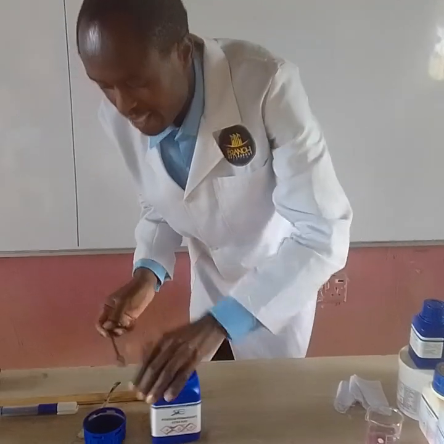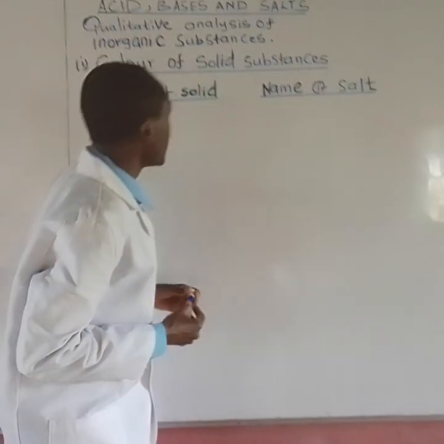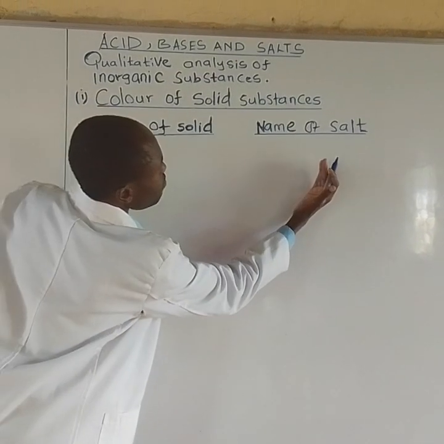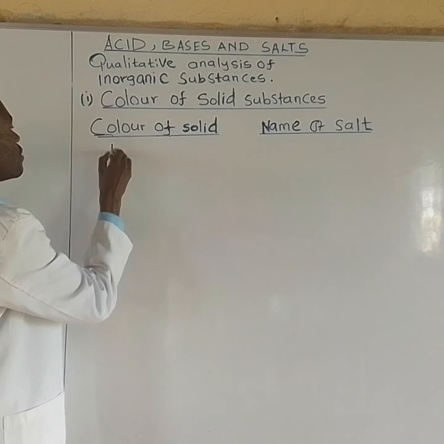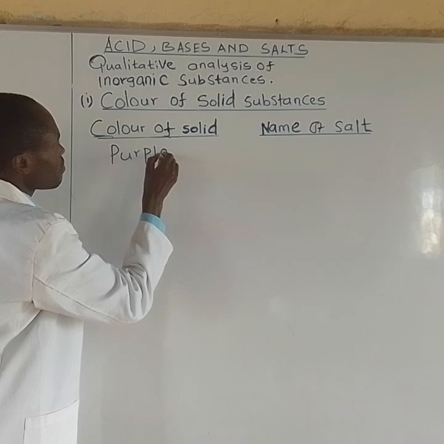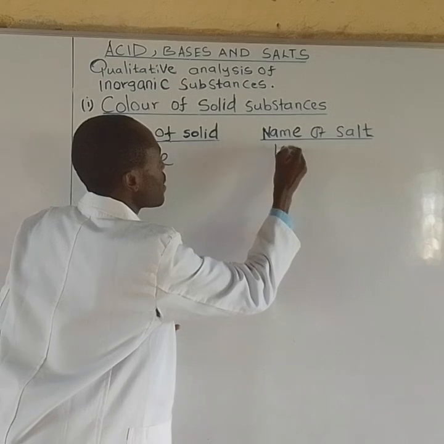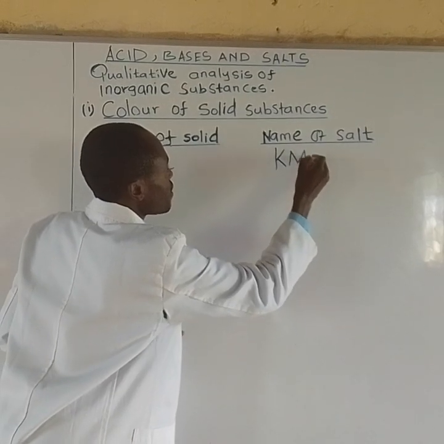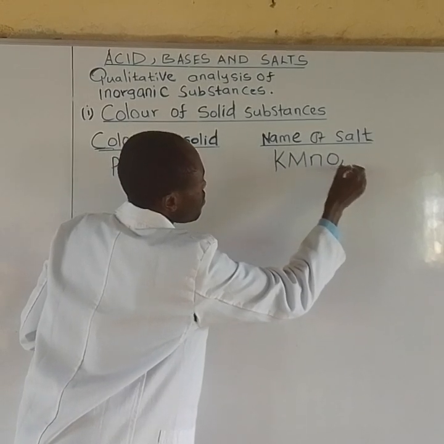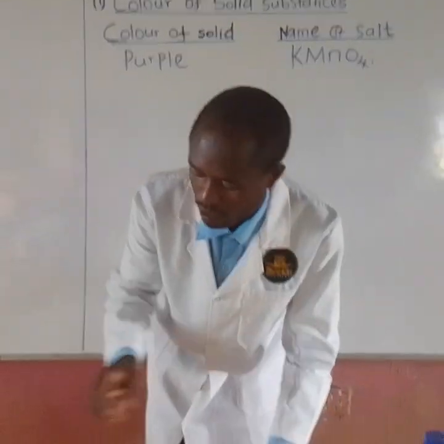My students, without wasting time, I have now to write on the board. We have the color of the solid, then the name of the salt present. So we have found if it is purple in color, then the salt present there is potassium permanganate (VII). Is it okay, my students? Let us now move to the next solid.